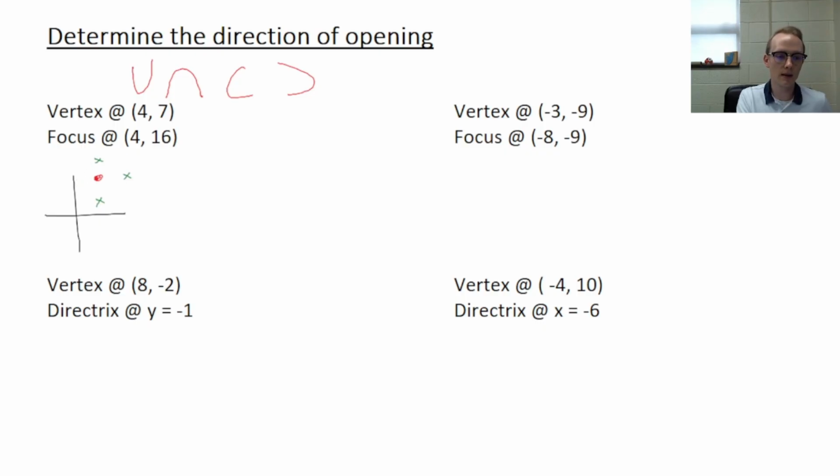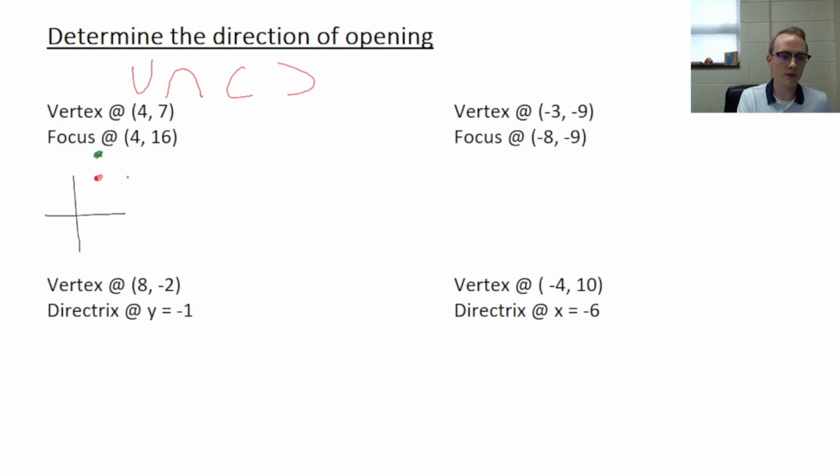It wouldn't be here, or over here, because then our parabola wouldn't open straight up, straight down, straight to the right, or straight to the left. It would be like a slanted parabola, and we're not going to deal with those. So if our focus is at (4, 16), we're going to the right the exact same amount as our vertex, so it's either directly above or directly below our vertex. If the y coordinate is 16, here's 7, and then we go up even more, so our focus would be somewhere up here.